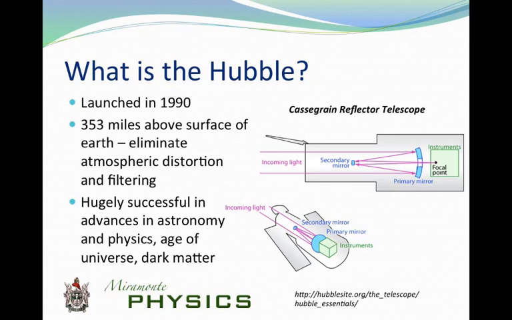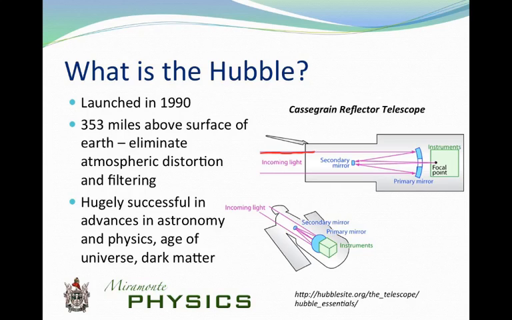So the Hubble was launched with the help of the space shuttle. It's in orbit 350 miles above the surface of the Earth, and we can eliminate all of the atmospheric distortion and filtering. It has been enormously successful in advancing the study of astronomy and physics and dark energy and matter, giving us a much clearer understanding of the age of the universe, among many, many things. I think I read 50,000 papers have been written based on studies and observations done from the Hubble telescope.